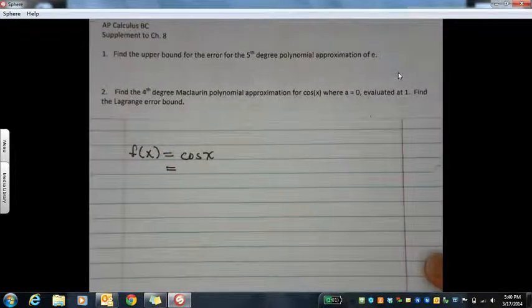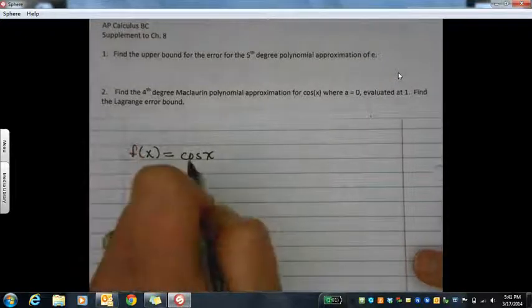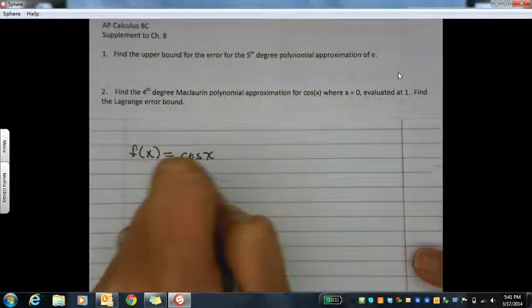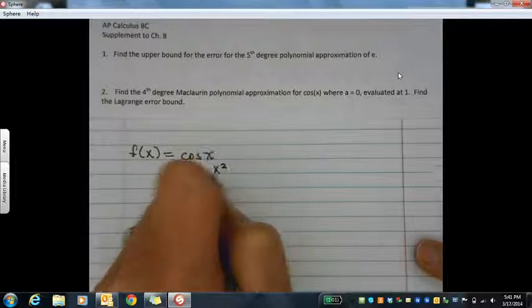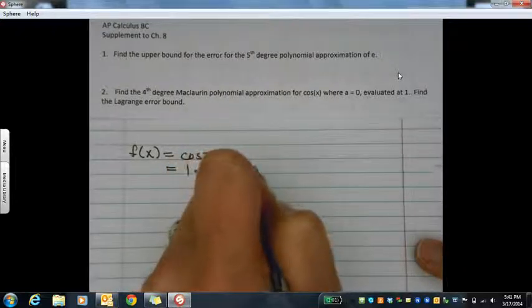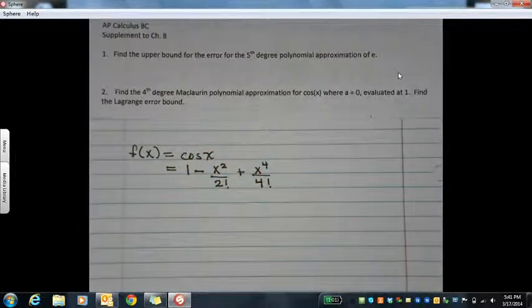Okay, so 4th degree, is that 4 terms or to the degree of 4? Okay, to the degree of 4. And then does cosine start at x to the 0 or x to the 1st? X to the 0, so that'd be 1 minus x squared over 2 factorial plus x to the 4th over 4 factorial. So that's one of the memorized ones. So when we do that, there is our 4th degree Maclaurin polynomial.